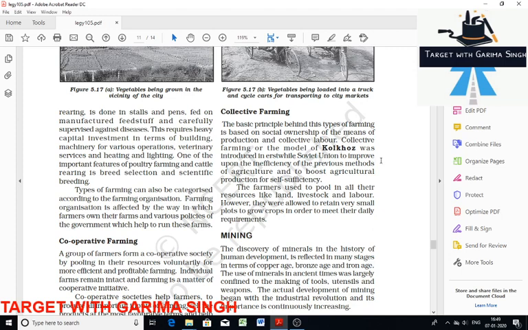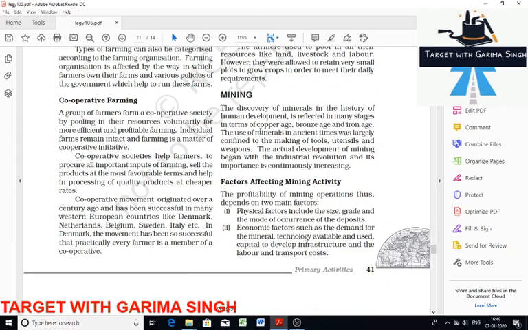Kolkhoz. Then mining. There are stages of mineral use: copper age, bronze age, iron age. These are the stages. Firstly, it's copper, then bronze, then iron. It's CBI, copper, bronze, and iron. Actual development started with industrialization.